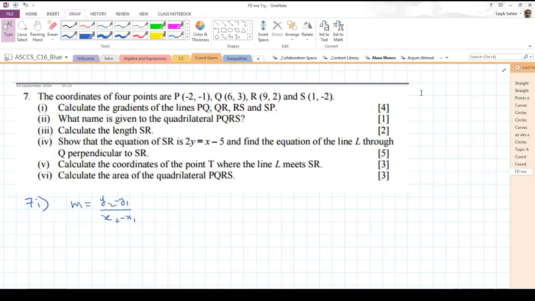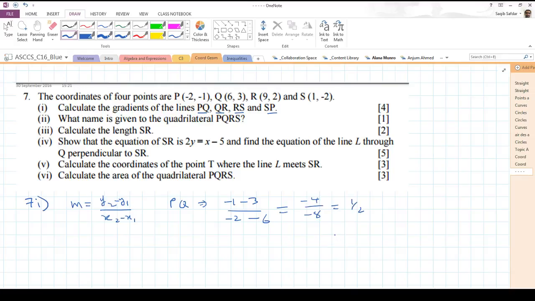Okay, so question 7, we want the gradients of these lines PQ, QR, RS, SP. We know the gradient between any 2 points is simply y2 take away y1 over x2 take away x1. And so if we take these points P and Q, the gradient of PQ is minus 1 take away 3 divided by minus 2 take away 6. If we tidy that up, that gives us minus 4 over minus 8, which is just a half.